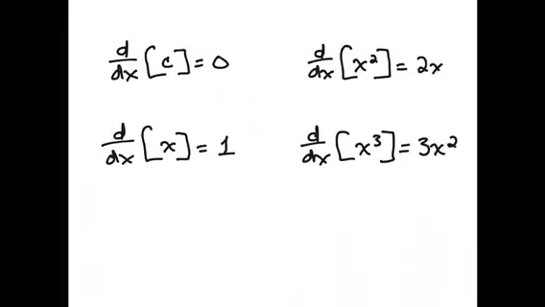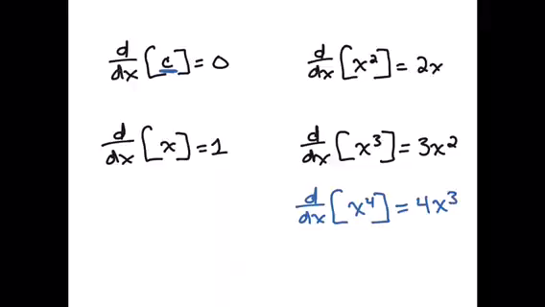So let's look at what we found here. When we took the derivative of 5, we got 0. Well, that would be true for any constant I use. So we can say the derivative of any constant is 0. When we took the derivative of x, we got 1. When we took the derivative of x squared, we got 2x. We took the derivative of x cubed, we got 3x squared. Now I'm starting to see a pattern here. What do you think we would get if we took the derivative of x to the 4th? Well, it would be 4x cubed.